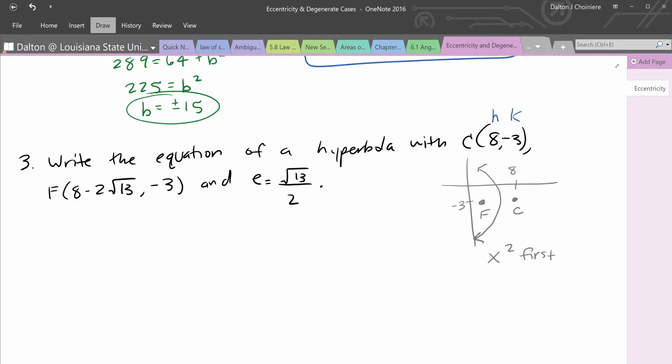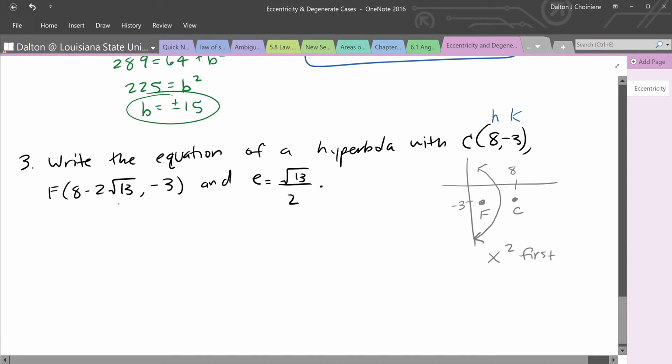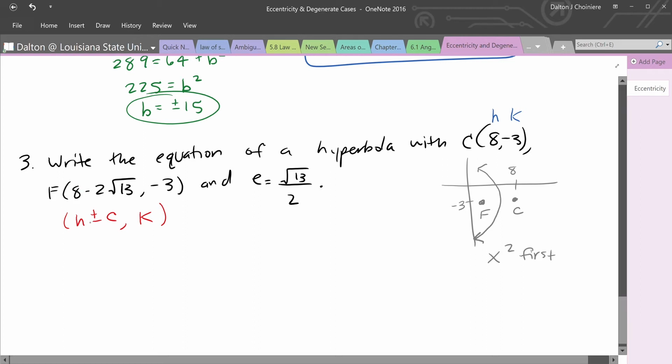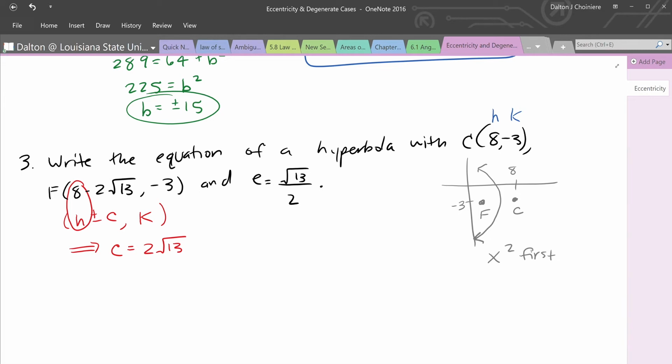Now, the other thing is you can just kind of take note by the focus that they've given us here to know that, okay, this obviously has two parts. So this is obviously given by h plus or minus c, and then we know k already matches from the center point of -3. So we know k is -3 already. So what this means is if we have h plus or minus c is 8 minus 2 square roots of 13, and we already know that h is 8, then this implies that c is going to be 2 square roots of 13.